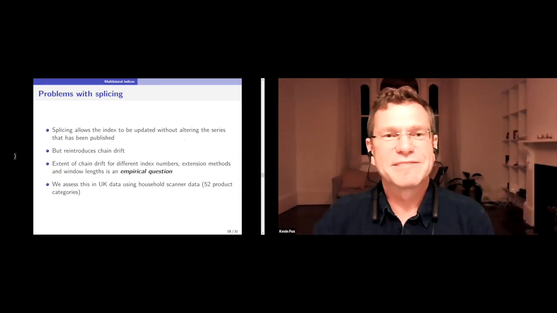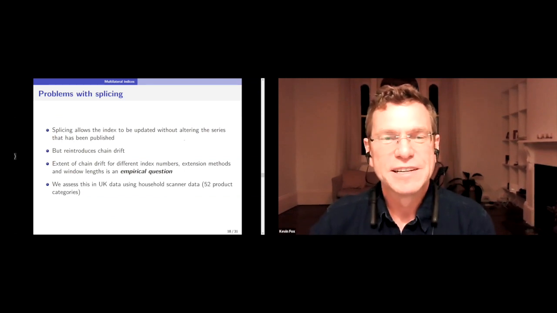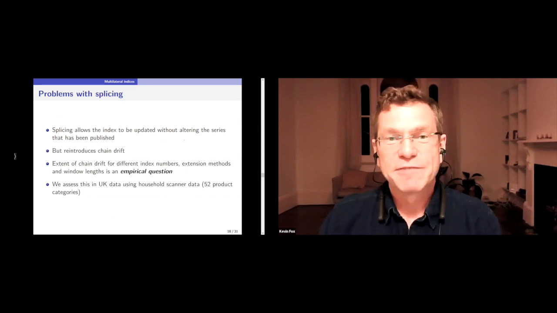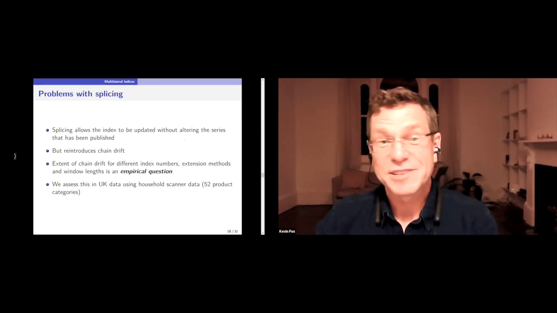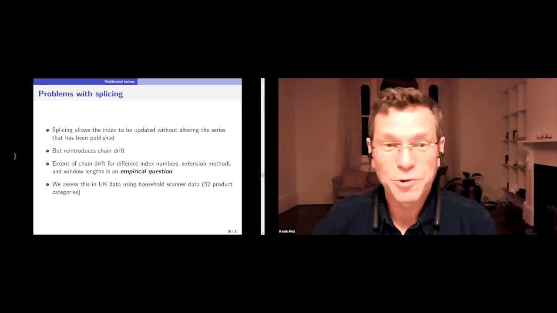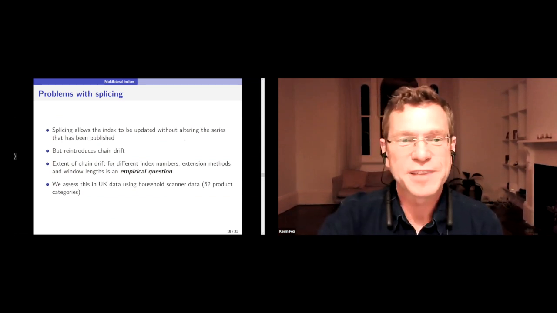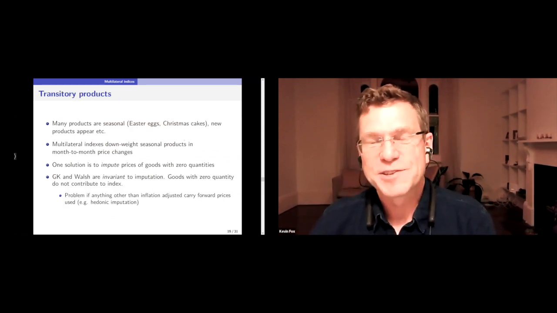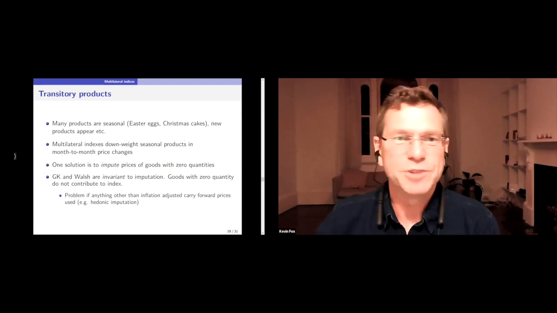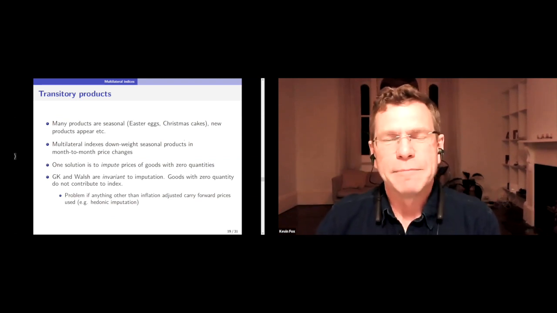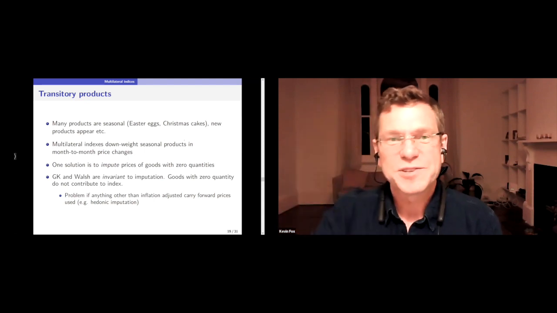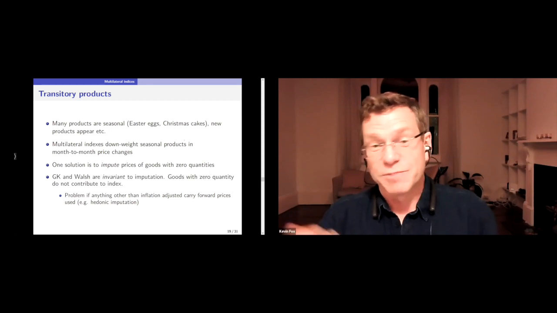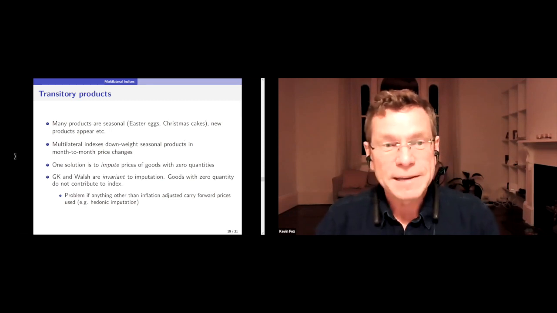It allows the index to be updated without altering the series that has been published, but it reintroduces chain drift. The extent of chain drift for different index number methods, extension methods, and window lengths is an empirical question, and that's what we look at in our study. We note that there are lots of transitory products: Easter eggs, Christmas cakes. New products appear, disappear. Multilateral indexes tend to downweight seasonal products in month-to-month price comparisons, and that's because in many periods the goods are not there.